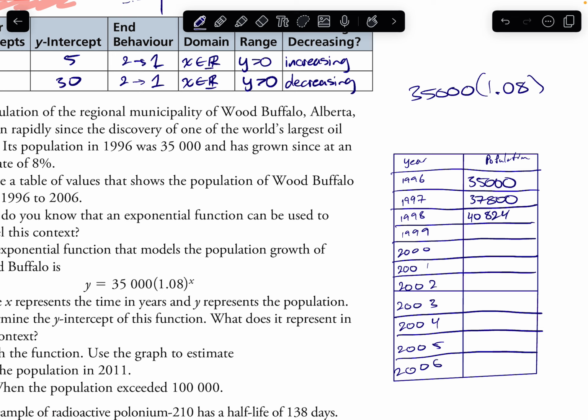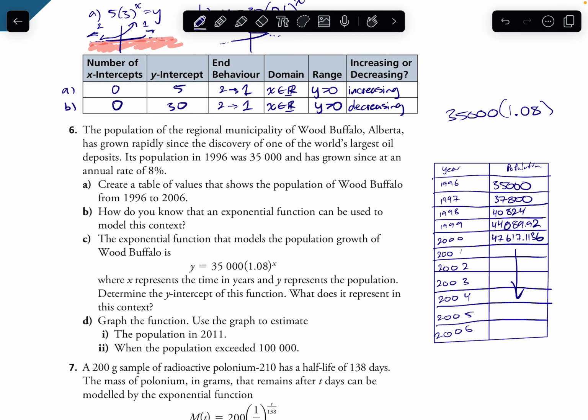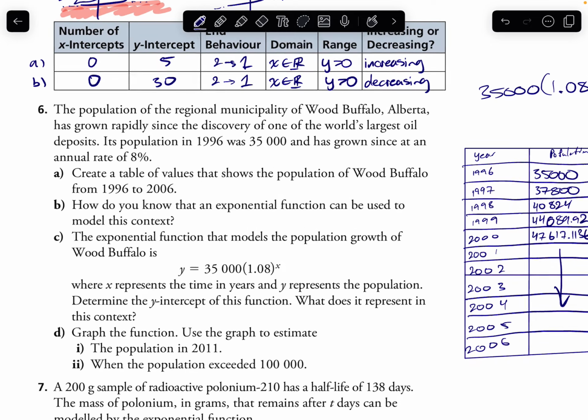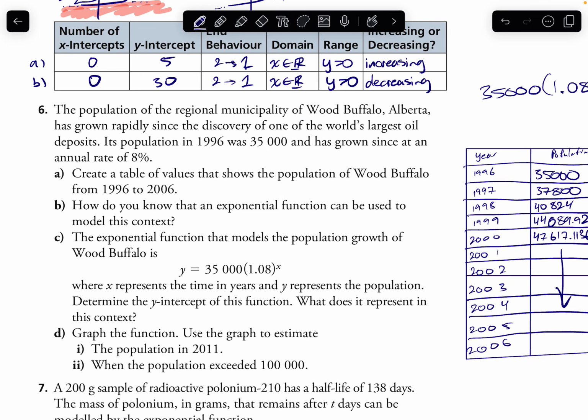1999, 44,089.92. And I'm sure you can fill in the rest of the values yourself. So just keep multiplying by 1.08 basically. How do you know that an exponential function can be used to model this context?